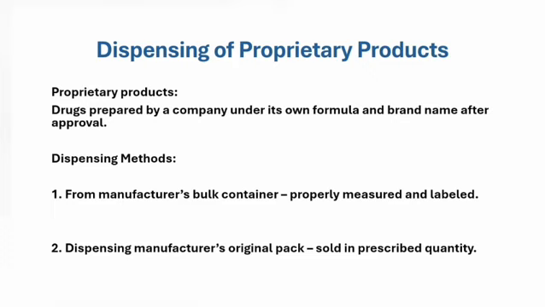Dispensing of proprietary products. Proprietary products are drugs prepared by a company under its own formula and brand name after approval. Dispensing methods. First, from manufacturer's bulk container, properly measured and labeled. Second, dispensing manufacturer's original pack, sold in prescribed quantity.